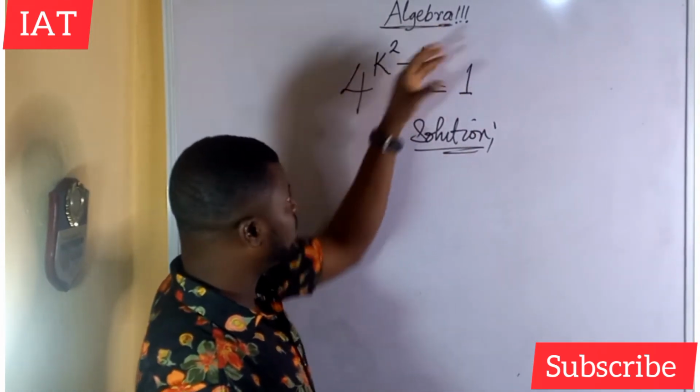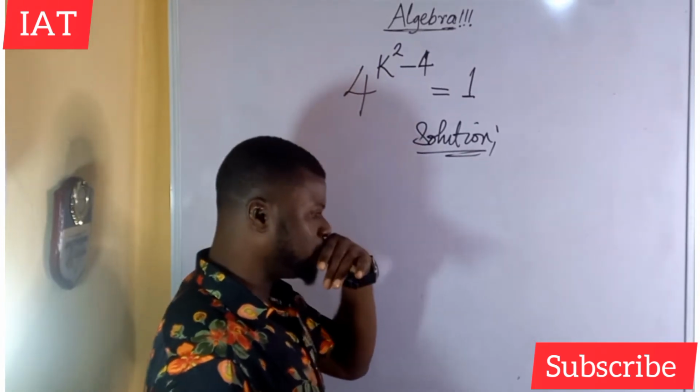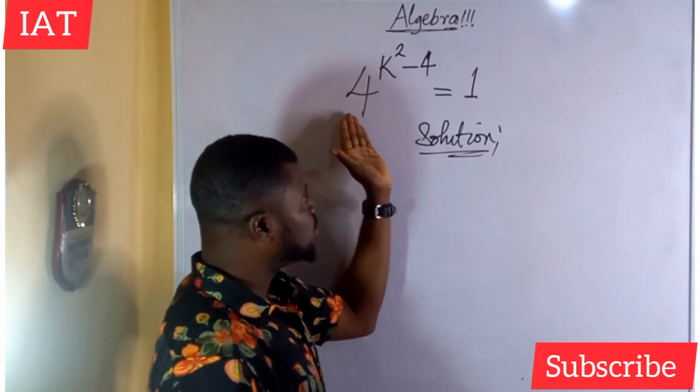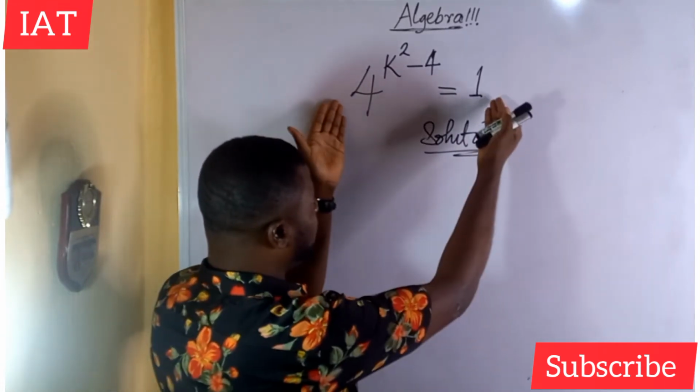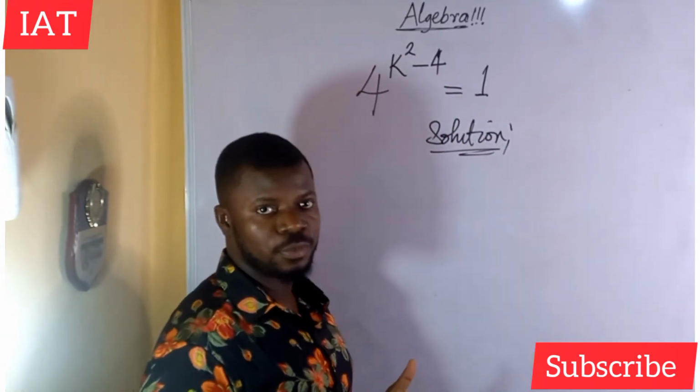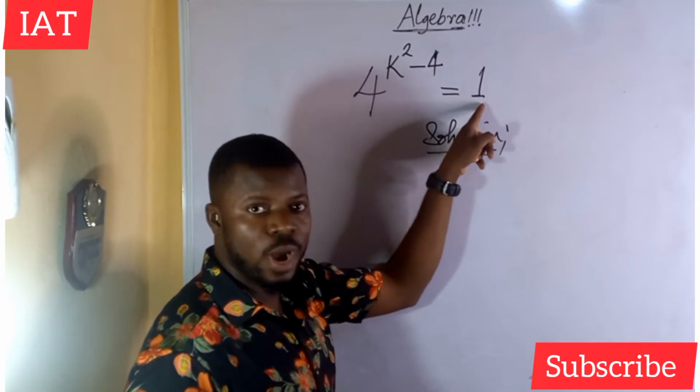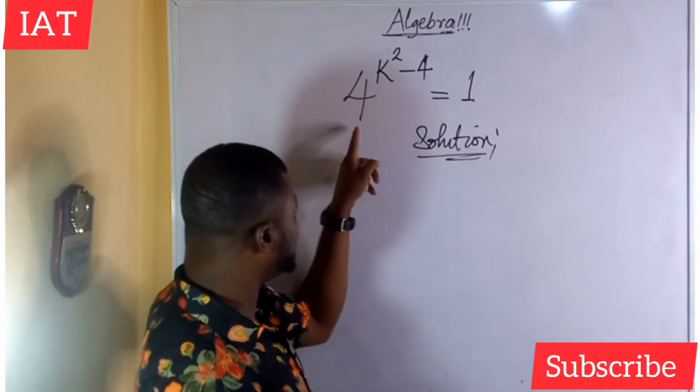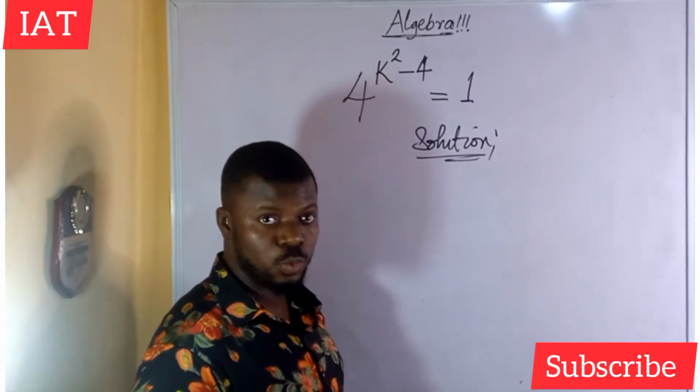Look at the right hand side of the equation. We have 1 here, and the base, or what do we call it? This is the power and this is the base. We want to see how we can have a similar base on both sides of the equation. And I can transform this 1 in such a way that it will have a base of 4. How do we achieve that?